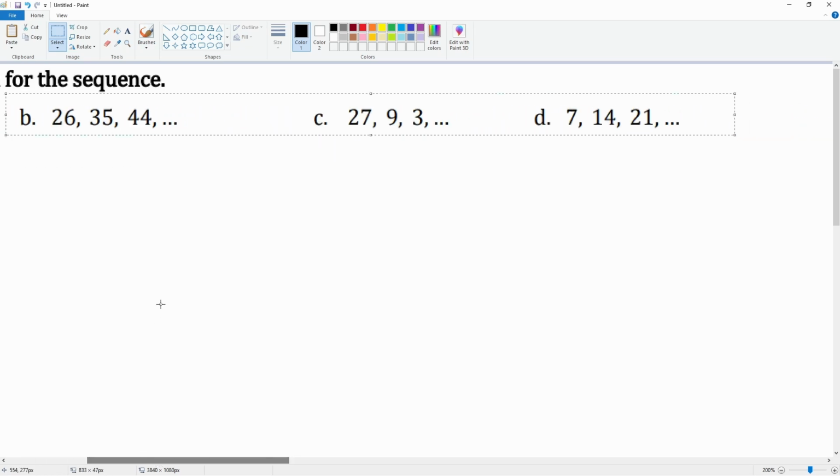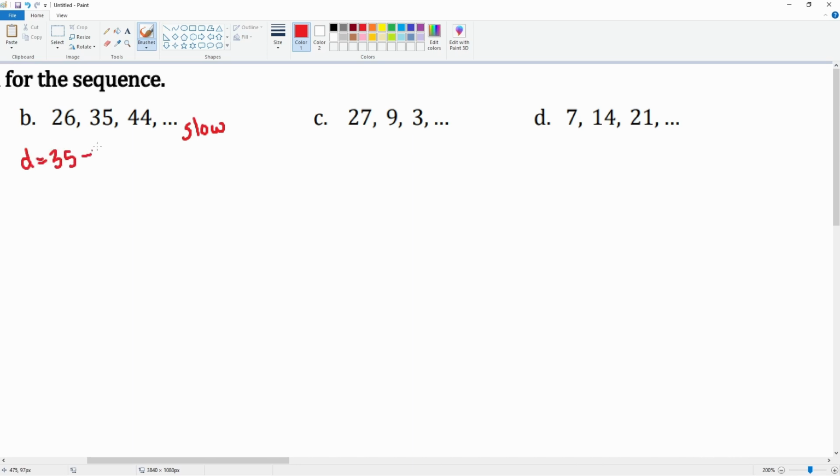We have 26, 35, and 44. This looks pretty fast, so we should probably check for a common ratio. Or, no, this is actually pretty slow. 26, 35, 44. Let's check. This looks pretty slow, so we're going to check arithmetic. The common difference is 35 minus 26, which is 9. Let me check that again: 44 minus 35. Oh, that is correct. The common difference is 9.